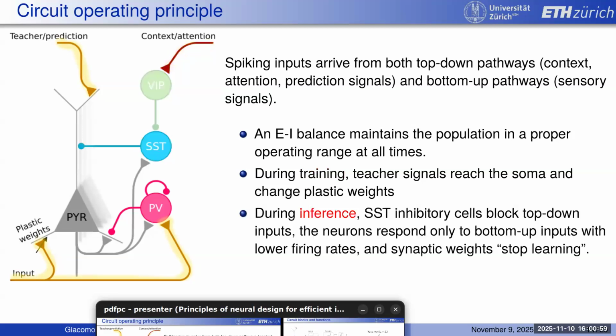As soon as you remove the attention signal, the VIP cells are not on anymore, and SST cells are active because they receive some excitation. And so they block the apical current, and so you cannot learn anymore. They also decrease the average activity of the pyramidal cells. So the pyramidal cells go into inference mode. And it's all done just by having external spikes through this attention or context or prediction signal or not.